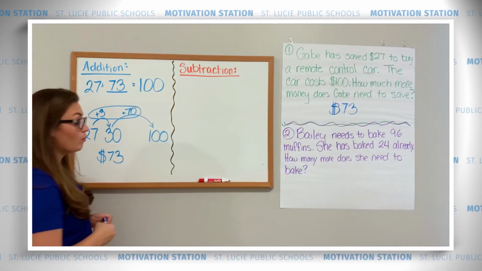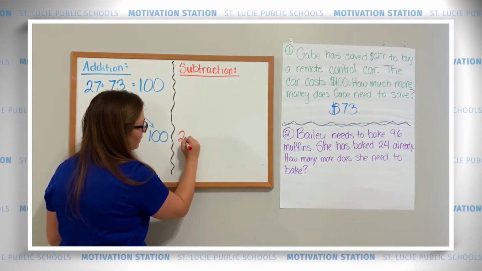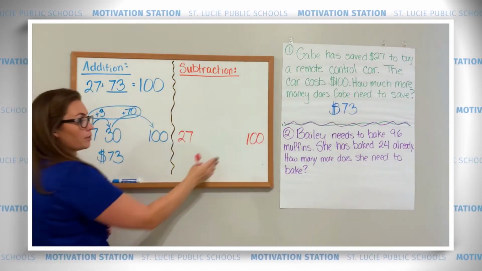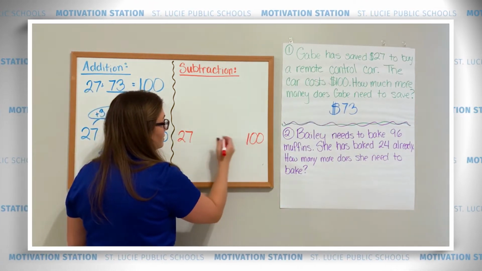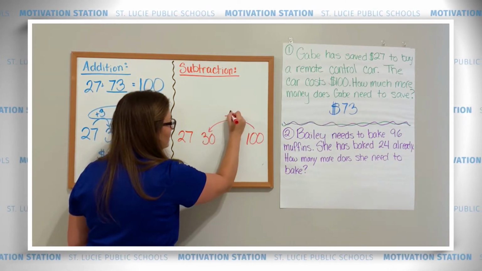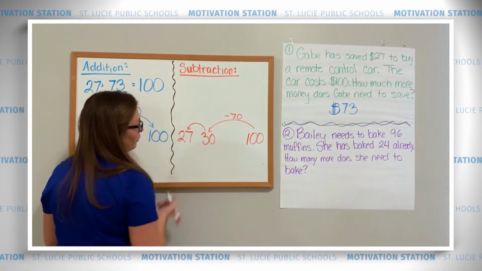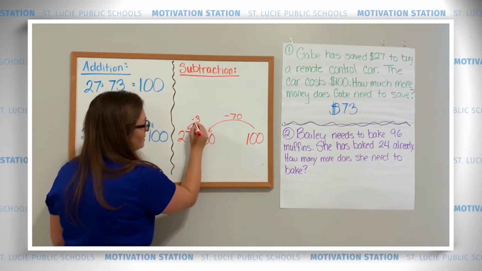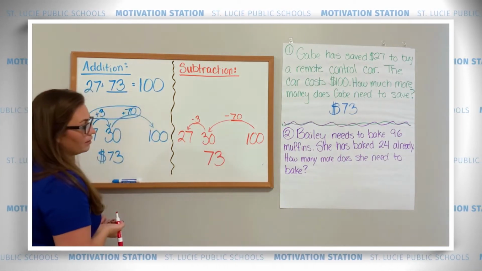Now we're going to show that with subtraction. For subtraction, we're still going to start with our 27 and with our 100. But this time we're going to make our jump starting at 100 and going backwards. An easy first jump would be still to go to 30. I can make a big jump of minus 70 to go to 30. And then I do a little jump from 30 to 27, which would be minus 3. I still have a 3 and a 70, so my answer is still 73.